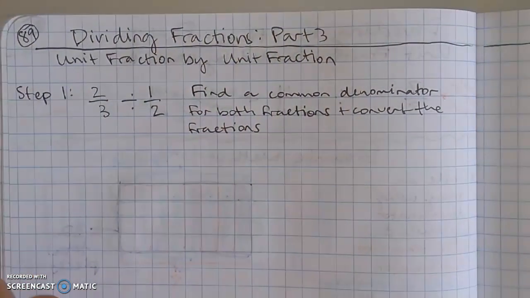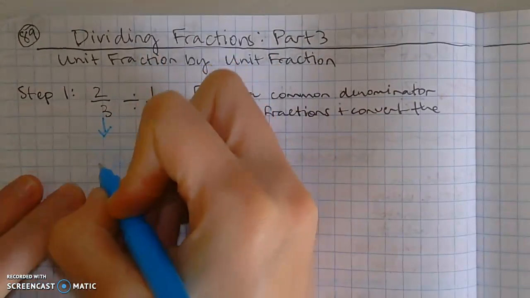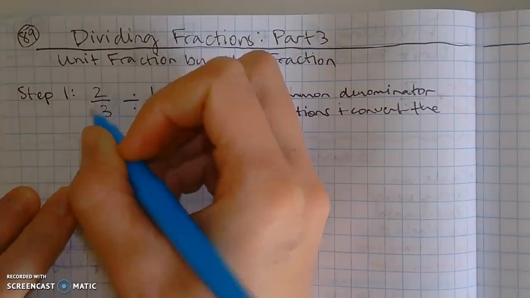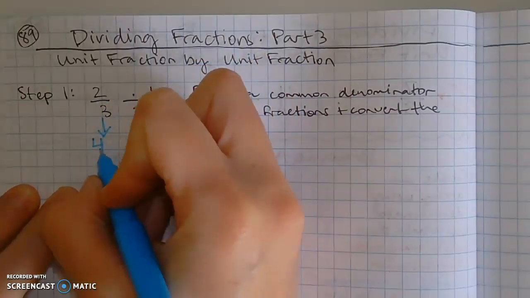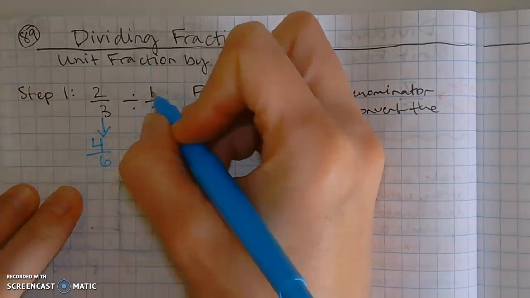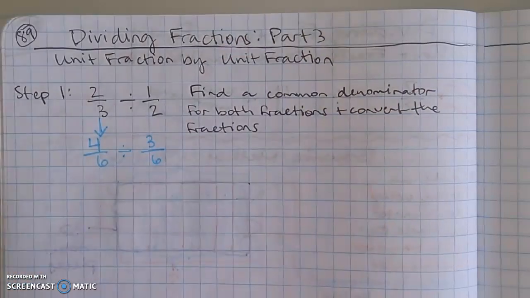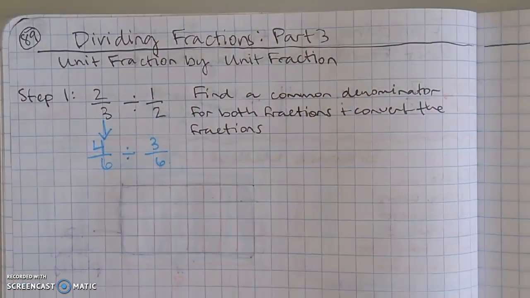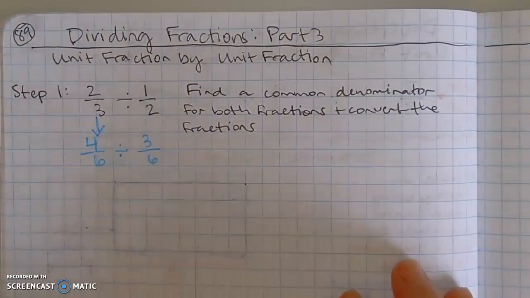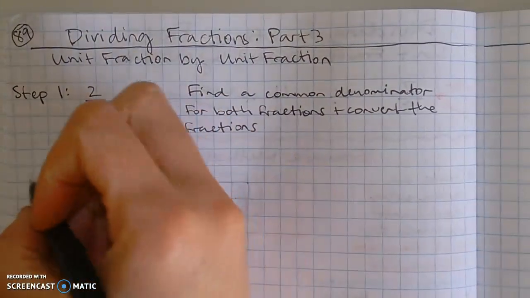So these become, if this turns to 6, I multiplied it by 2, so that's going to be 4/6. And I multiplied 2 by 3, so I'm going to have 3/6. So my new problem is going to be 4/6 divided by 3/6. That's hard to say. Okay, so now step 2.